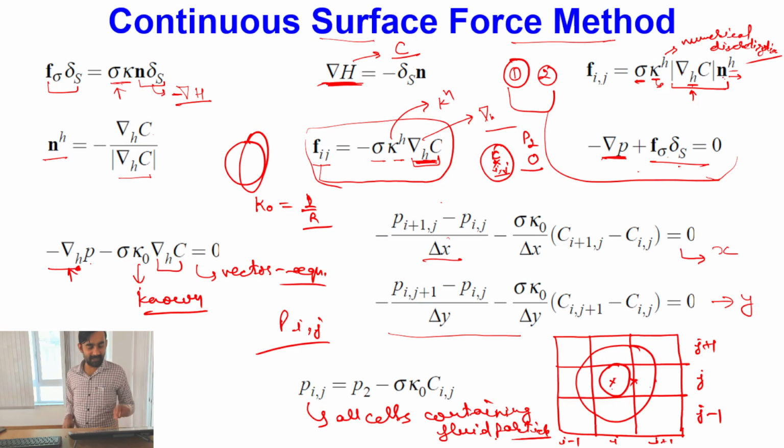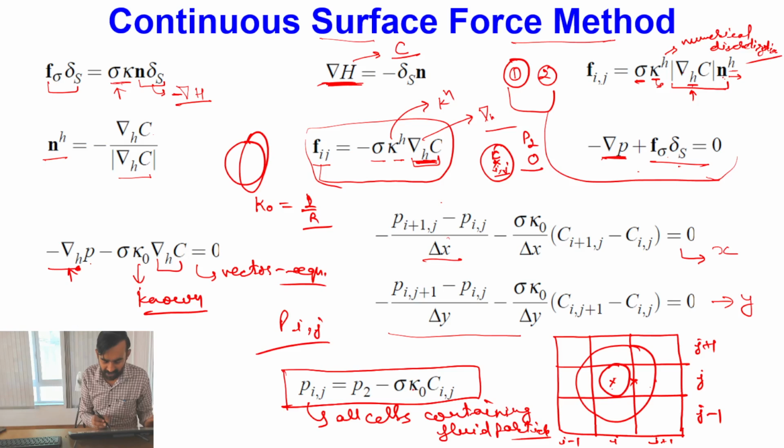So if you calculate the pressure using this equation for all cells containing fluid particle, by combining these two, and making C equal to 0 for all the cells other than i,j which are not containing fluid particle, and considering that for the cells not containing fluid particle, everywhere outside the pressure is P2, you will find the equation P i,j equal to P2 minus sigma K naught into C i,j. Okay, all are clear with this point.